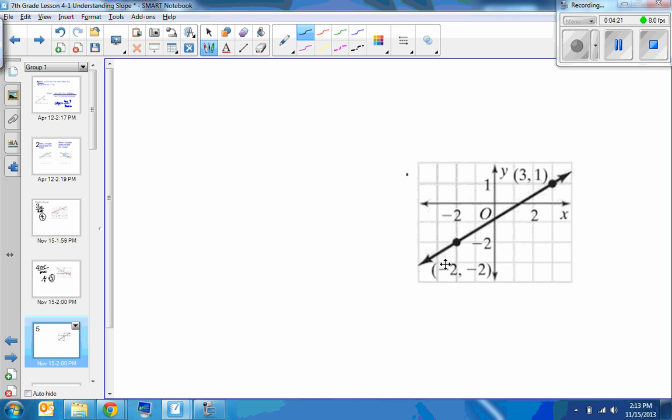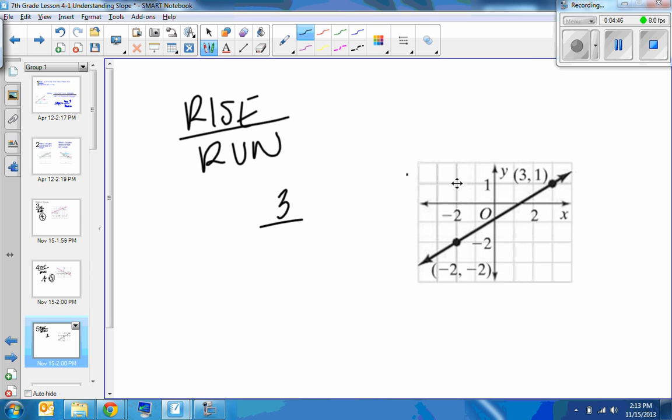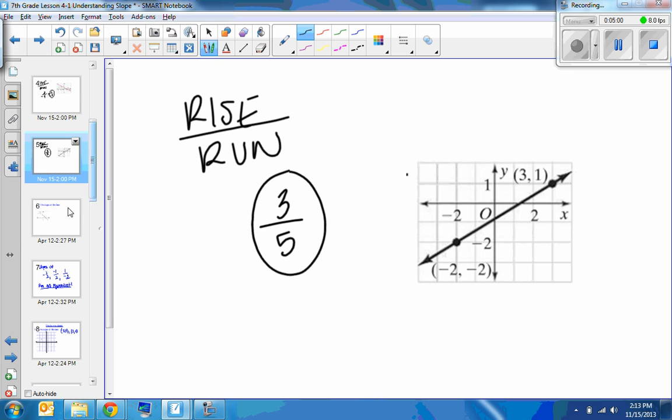So let's look at this one. I have (-2, -2) and (3, 1). So I want to rise and then run, rise over run. I'm going to move up 1, 2, 3, so that I'm in line with this point. So 1, 2, 3. I went up, so it's a +3. And now from where I am, I go 1, 2, 3, 4, 5 to the right. It's simplified, so my slope is 3 over 5.